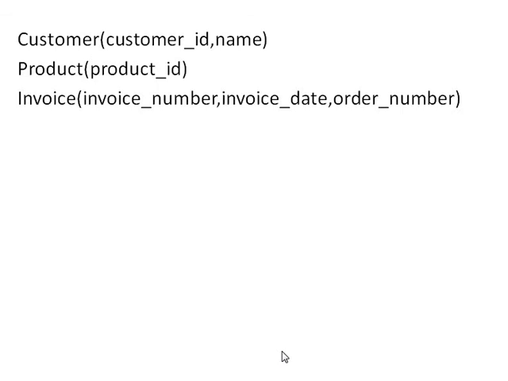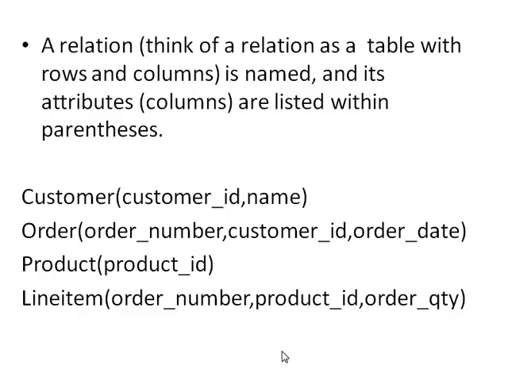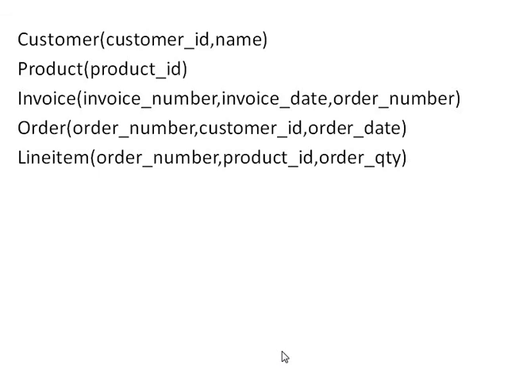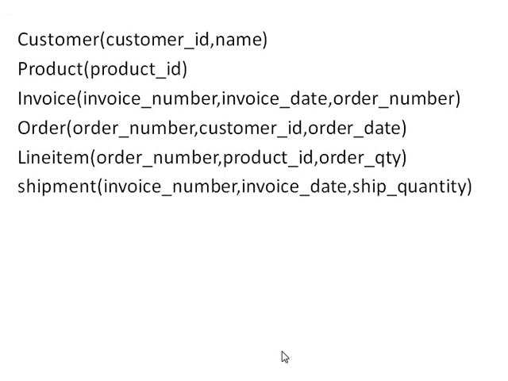Invoice, this is the new table: invoice number, invoice date, order number. And then the order table, same as the previous one: order number, customer ID, order date. And the last one is line item: order number, product ID, order quantity, same as last. Then one more table is added, that is shipment: invoice number, invoice date and ship quantity. So this is the integrated set of relations.